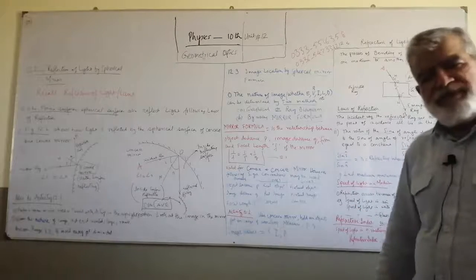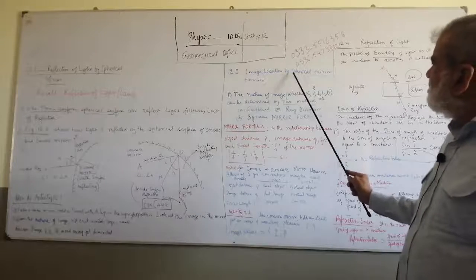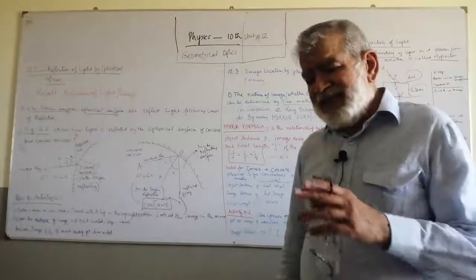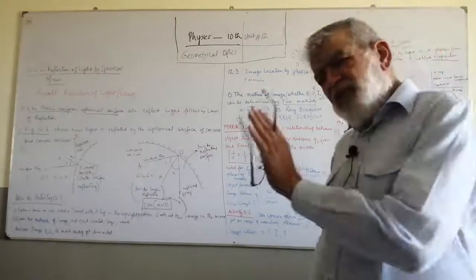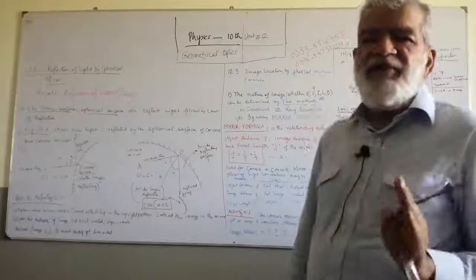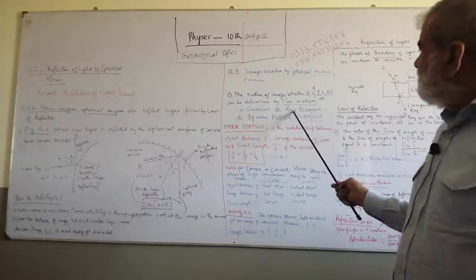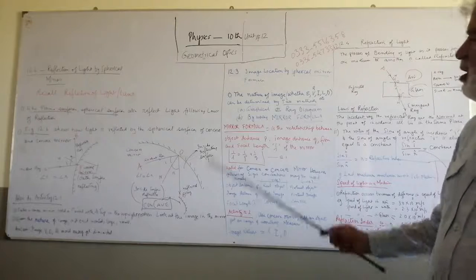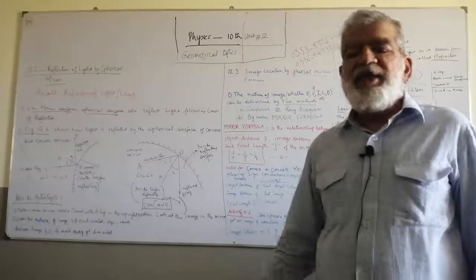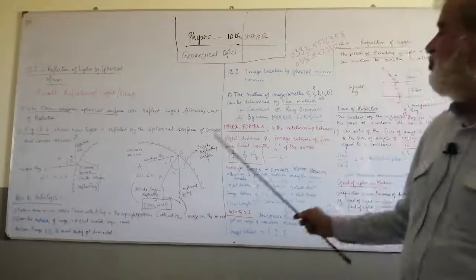The image location by spherical mirror formula. You can find the distance of the object from the mirror, or the distance of the image from the mirror, and the focal length by the graphical method also, or by a ray diagram. A graphical method can also tell you the distance of the object from the mirror. It can also tell you about the distance of the image from the mirror and the focal length of that mirror.